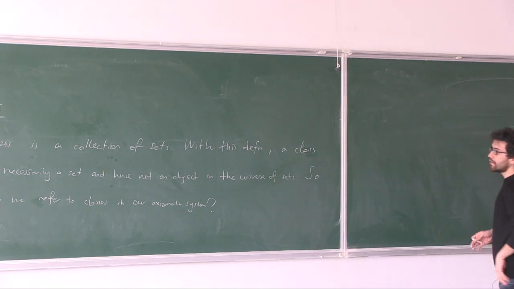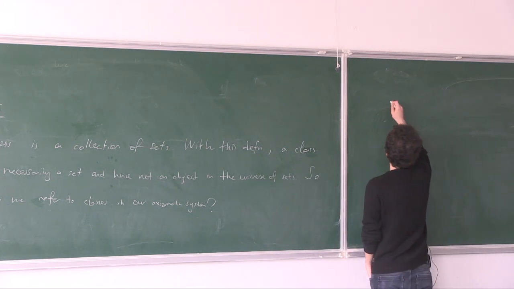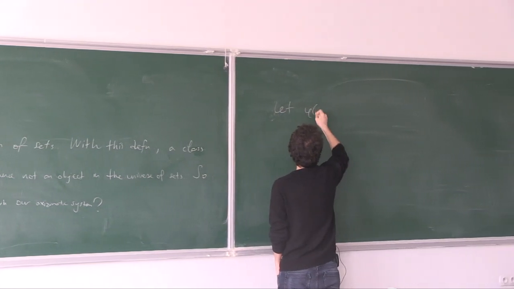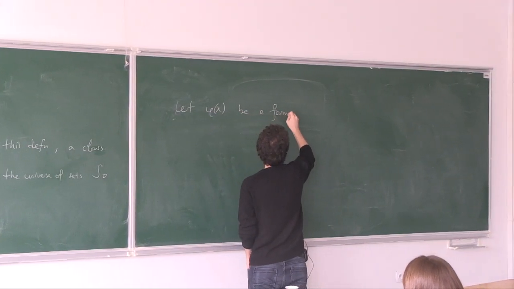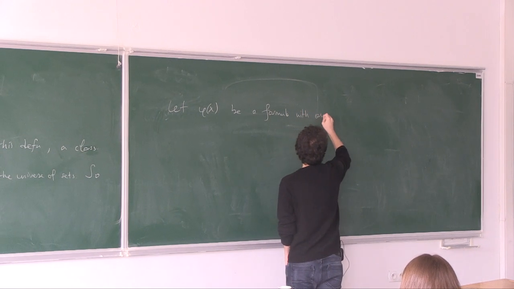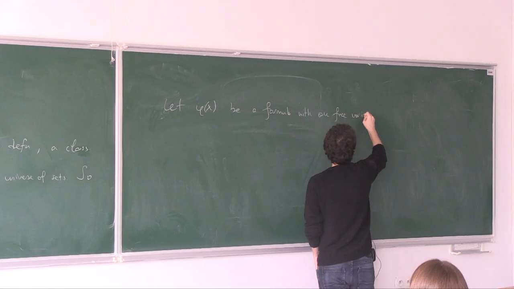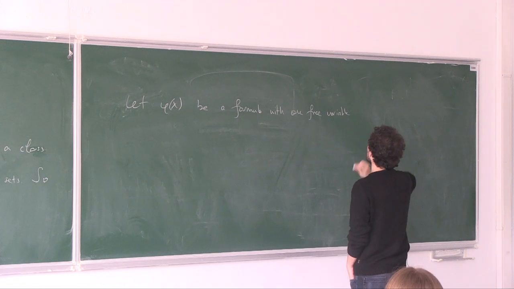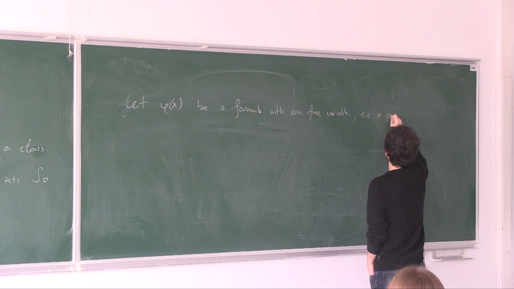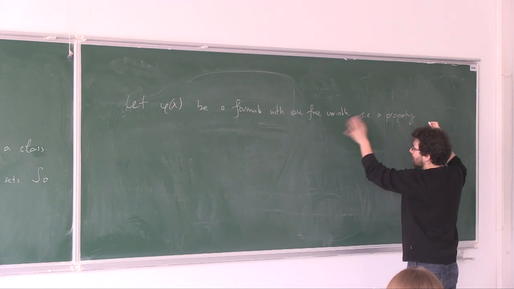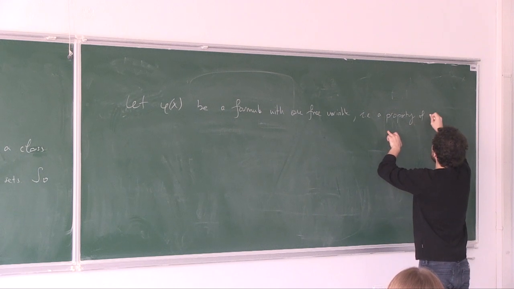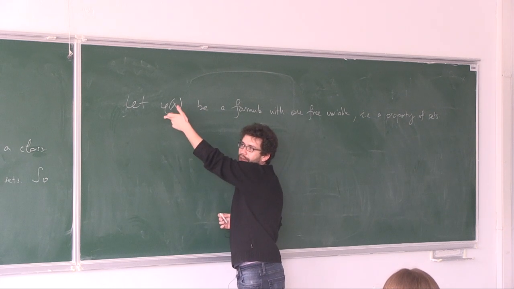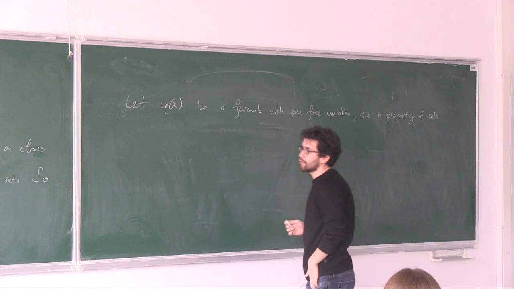To get around this problem, people invented the following solution. For us, let phi of x be a formula with one free variable. Okay, so I have a formula written in the language of set theory. It has one free variable. That is a property of sets. When I say a property of sets, I simply mean a formula, okay? When you plug in some set, that property either holds or it does not hold, depending on whether this is true or false.